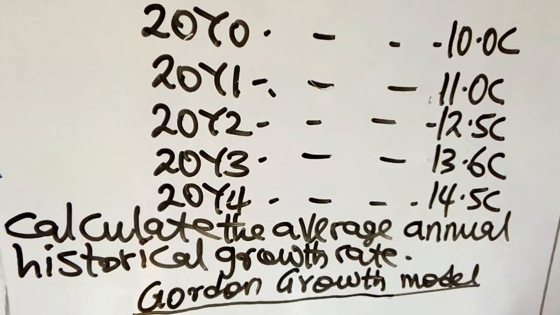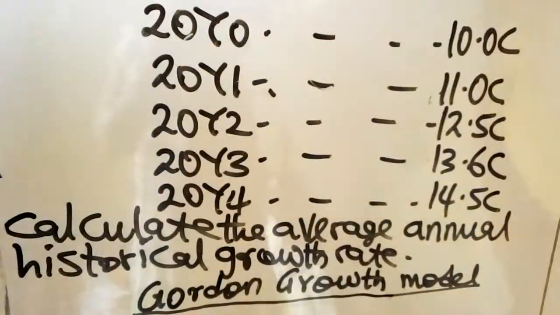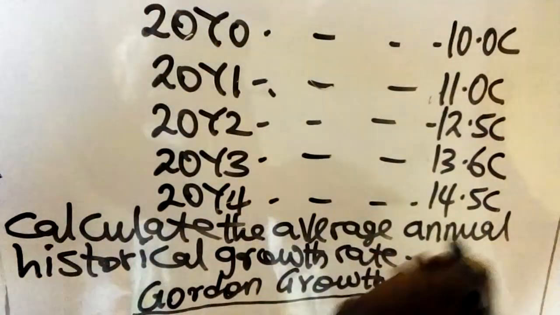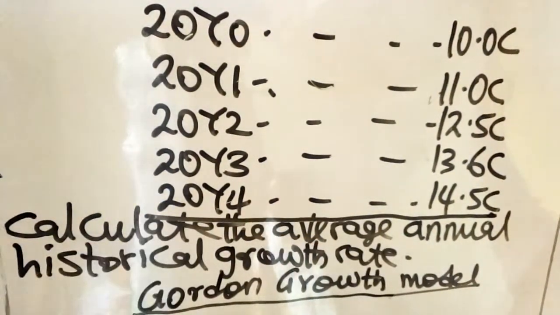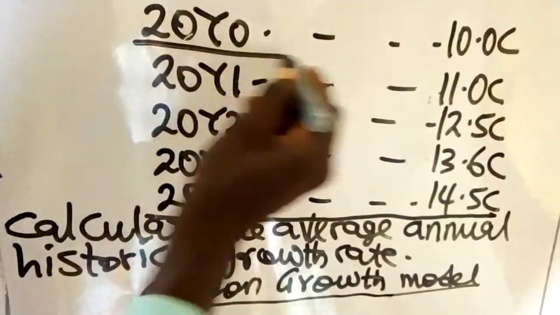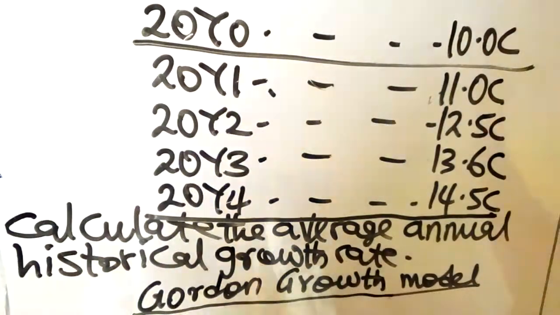If you look at this question, this is a bit different from the first one. Dividend is given year by year. The current year, which is 20Y4, is the current one, while that of 20Y0 is the base one. How many years are involved? 1, 2, 3, 4, 5.